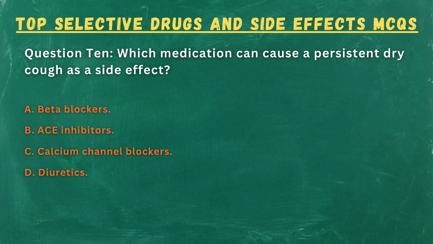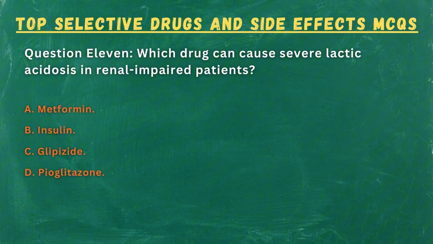Question 10. Which medication can cause a persistent dry cough as a side effect? A. Beta blockers. B. ACE inhibitors. C. Calcium channel blockers. D. Diuretics. Answer. B. ACE inhibitors.